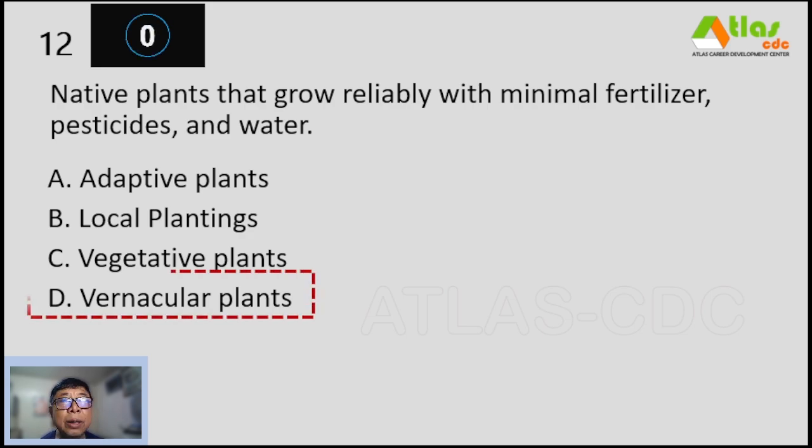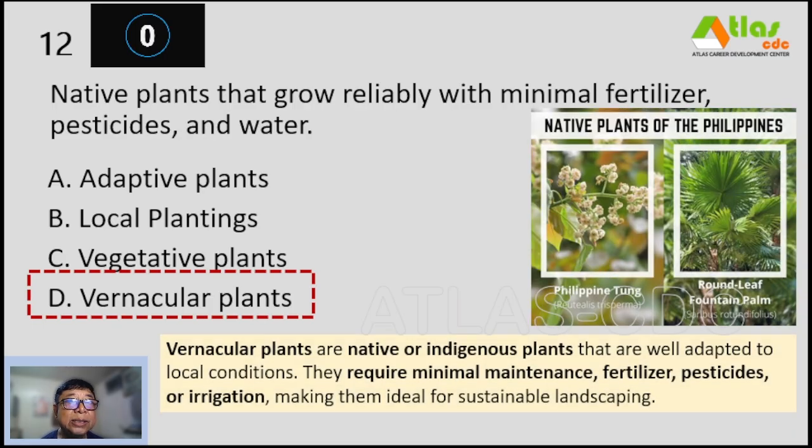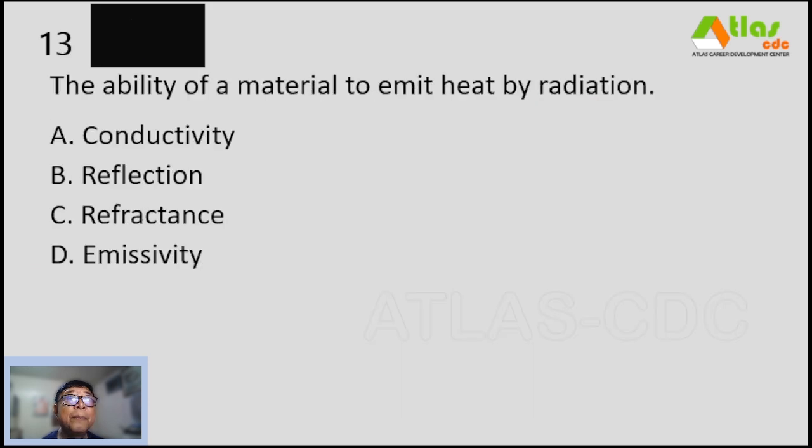And our correct answer is letter D. Vernacular plants. So vernacular plants are native or indigenous plants that are well adapted to local conditions. They require minimal maintenance, fertilizer, pesticides, or irrigation, making them ideal for sustainable landscaping. So native or indigenous.